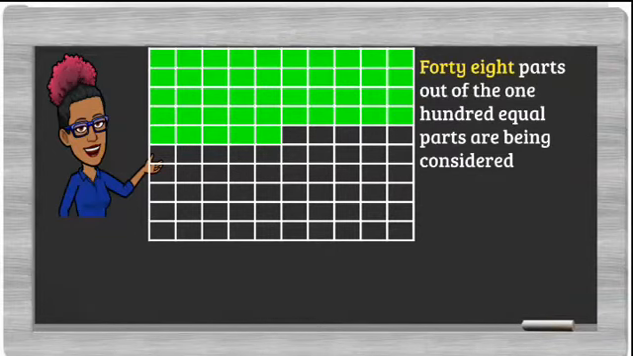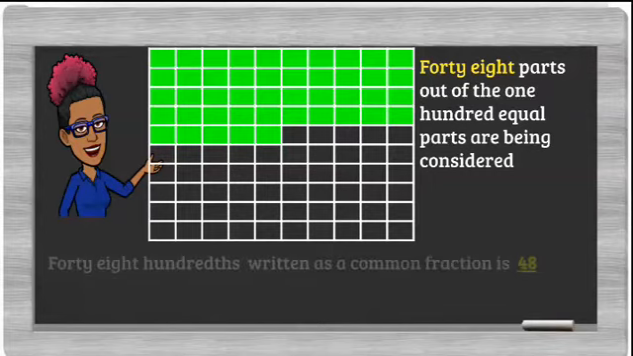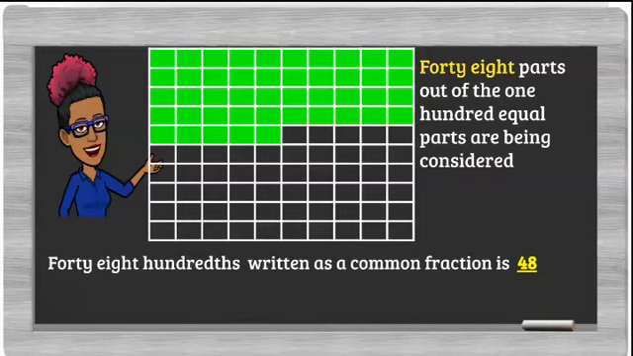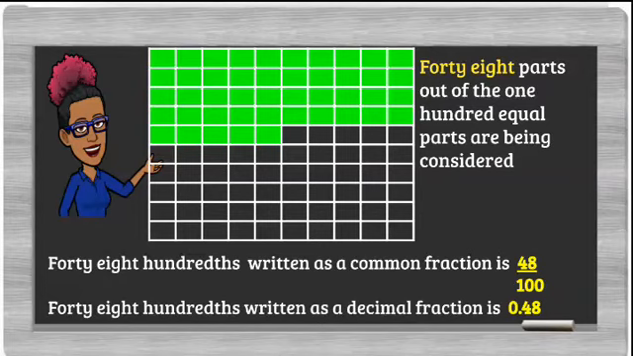So another example, 48 parts out of the whole of 100 equal parts are being considered. 48 hundredths, written as a common fraction, is 48 our numerator over our denominator 100. And 48 hundredths, written as a decimal fraction, is 0.48.